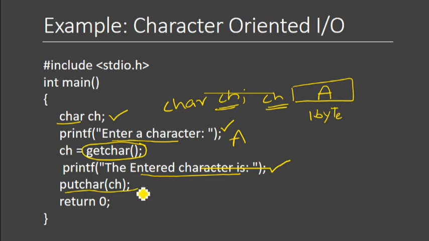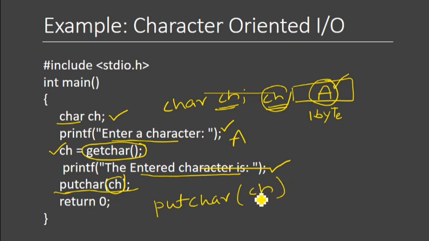After that comes the putchar function. This is the output character function, while getchar is an input character function. It is used to print a single character onto the screen. ch is a variable where a character is stored, so if you want to display this character, we need to mention this variable in the putchar function. After that, return 0. So this is a program of character oriented input output functions.